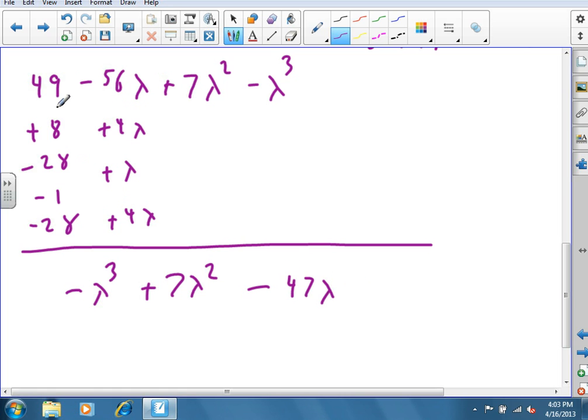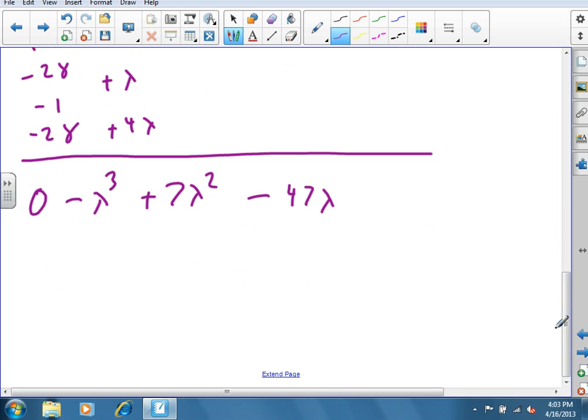Okay, and over here I've got a calculator that's not turned on. Okay, so I got 49 plus 8 minus 28 minus 1 minus another 28. 0, 0. Oh, 0. That's good. I like 0. Do you like 0? I like 0.